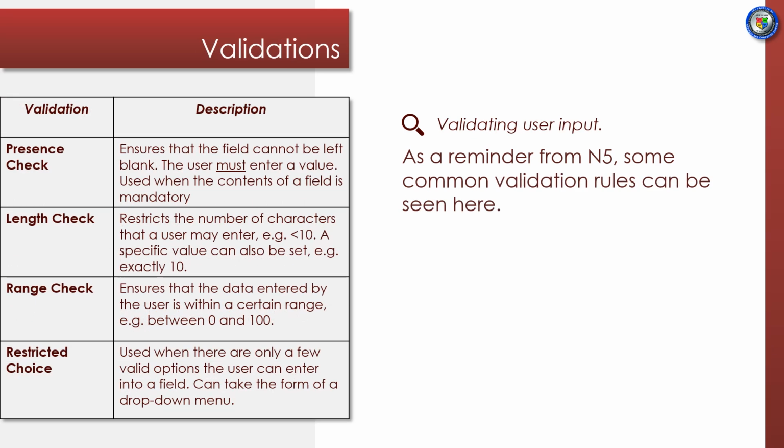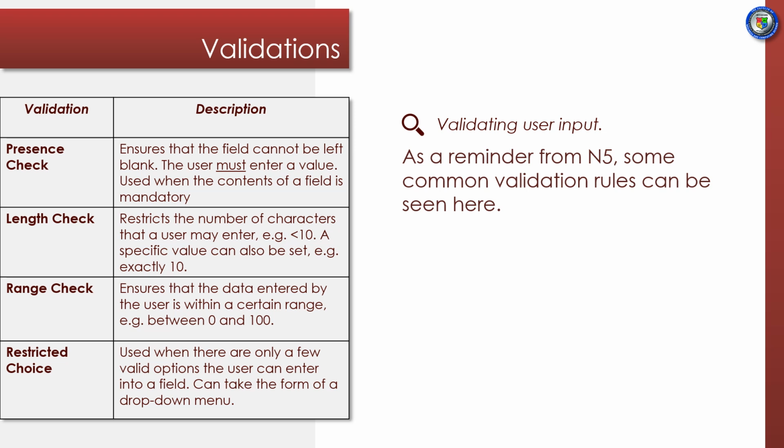We also looked at validations in National 5. We looked at a presence check. This ensures that a field of information cannot be left blank. It means the user must enter a value in there. We also have a length check, which restricts the number of characters that may be entered within an attribute. So we can set that to an exact number.